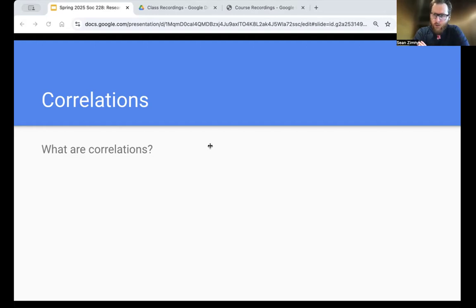So correlations in research. What is a correlation? A correlation, again, statistical analysis, reflects the strength and direction of the relationship between two or more variables. So we're going to see how things are related, right? Whether it's positive, whether it's negative, and how strong that relationship is. The things you're going to hear about are correlation coefficients, the direction of a correlation, what a perfect positive correlation versus a perfect negative correlation looks like. And then really thinking about what is correlational research.